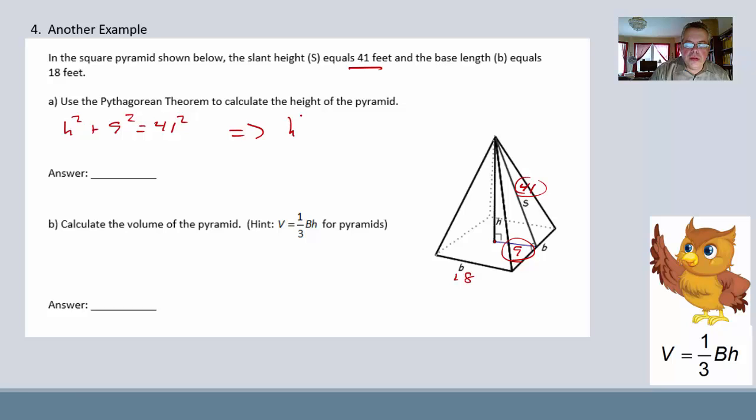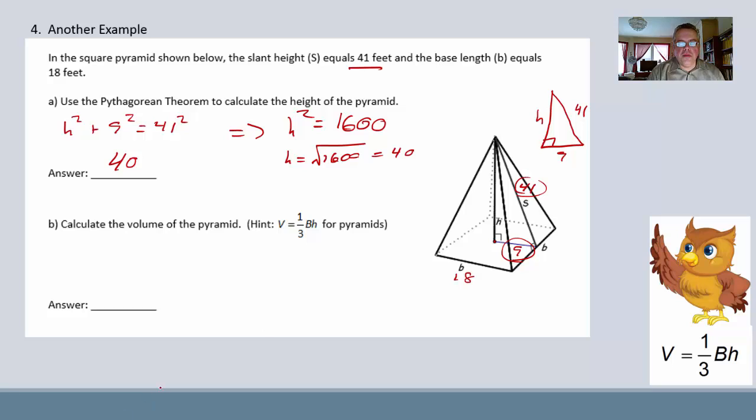Okay, so again, we do the Pythagorean theorem. We get h squared is 1600. So h is the square root of 1600, which is 40. Okay, we're kind of done with this, but I'll show you the triangle just in case it helps. So the slant height was 41. This segment down here at the bottom of the triangle was 9, and that was the height. And that's what we use the Pythagorean theorem on.